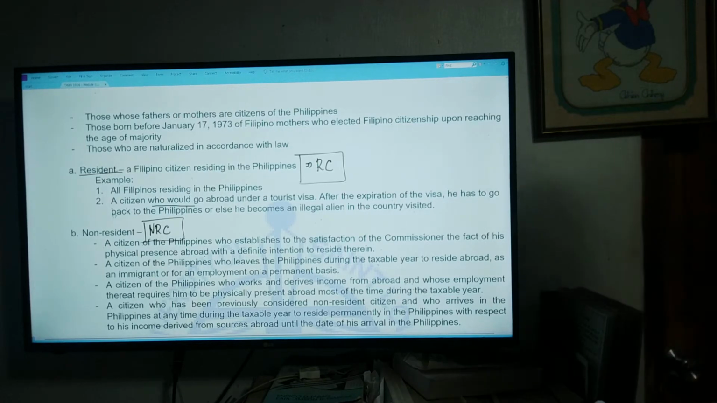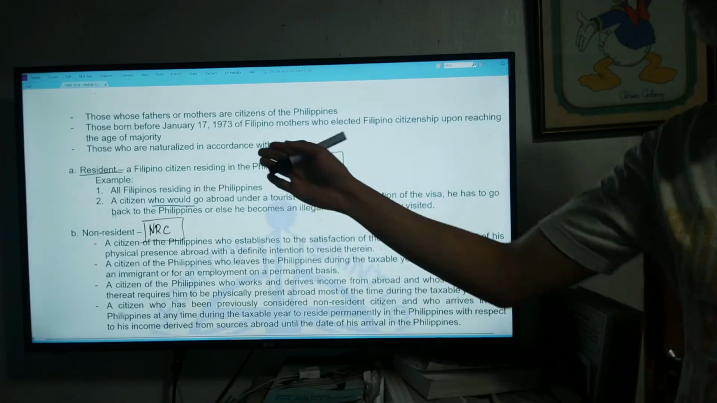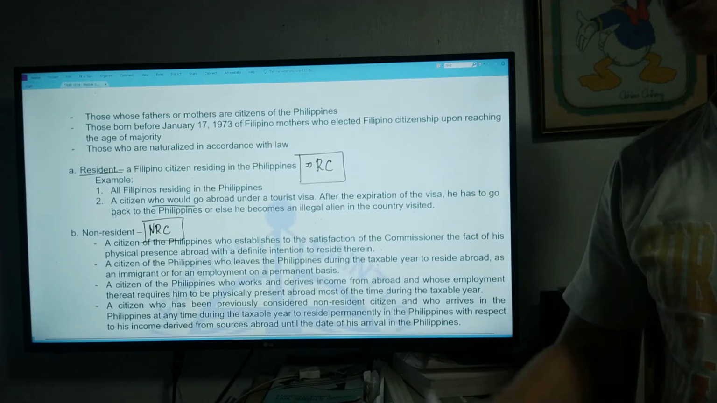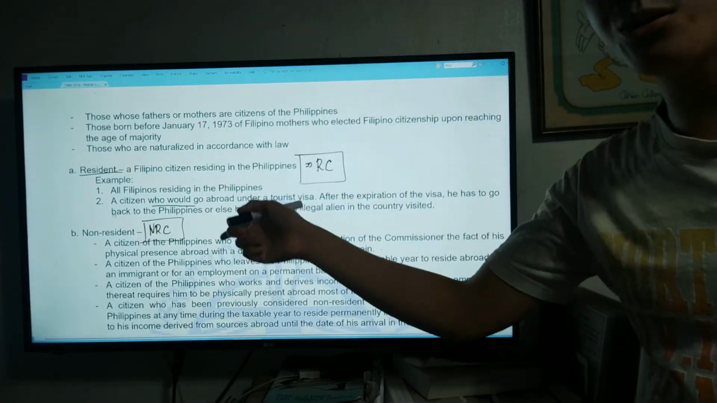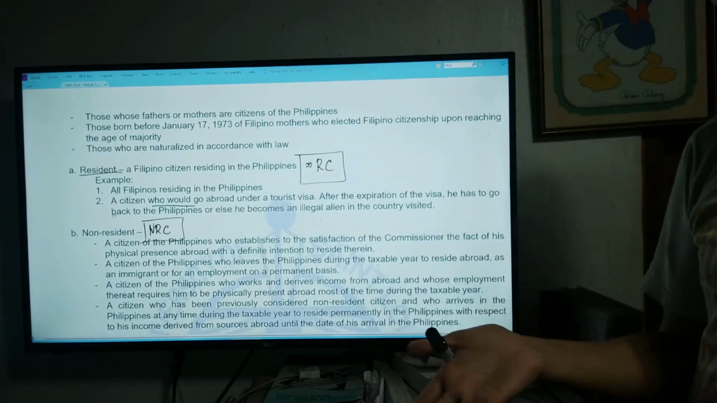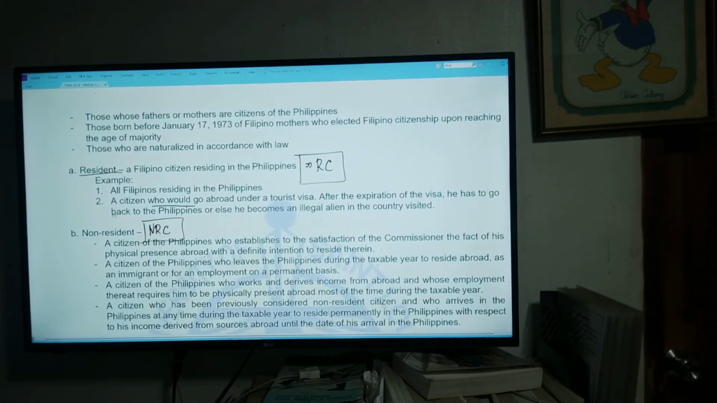Sino po ba si resident citizen? Basically, a Filipino citizen which is residing in the country. So, citizen siya ng Pilipinas, nakatira din po siya sa Pilipinas. Okay? So, tayo, we are residents, right? Actually, na-discuss na natin to. But then again, we will look into the specific rules.